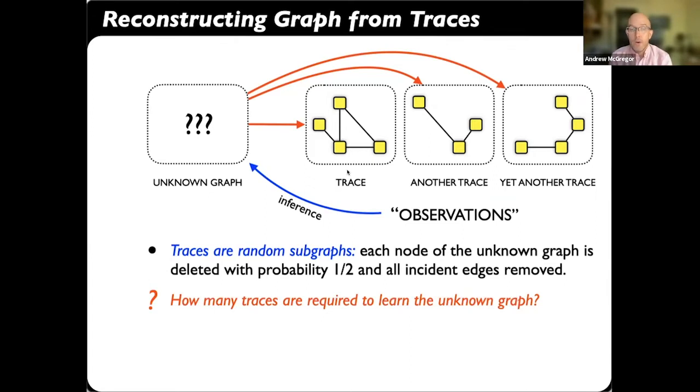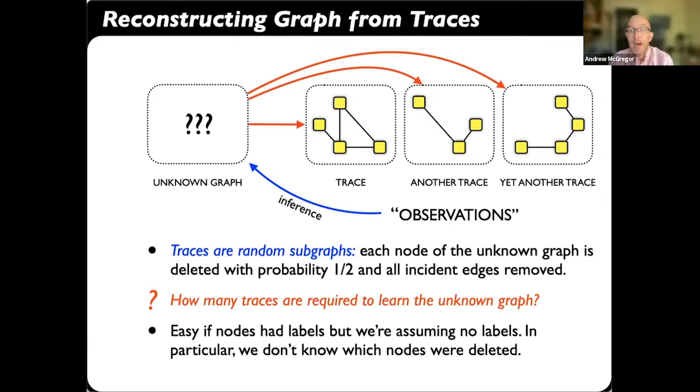I want to emphasize that our graphs aren't labeled. When you see a trace, you literally see something like this. If the graph was labeled, this would be a way easier problem. In fact, a fairly straightforward argument would allow you to conclude that about log n traces were sufficient. But in our setting, no labels.